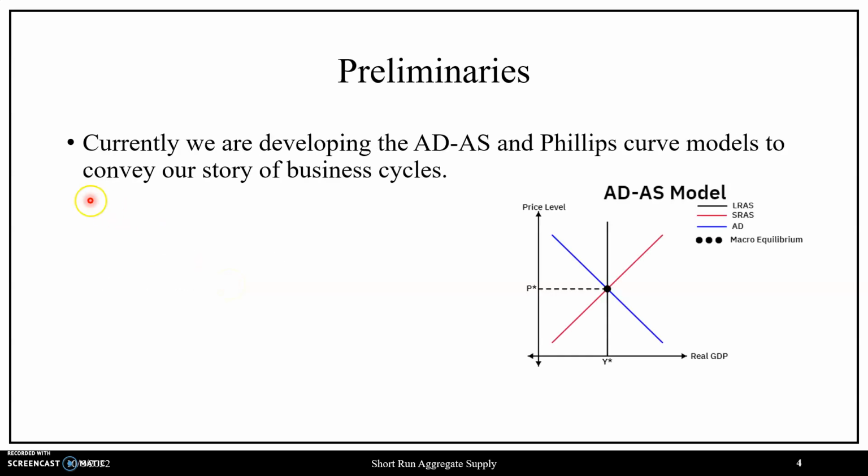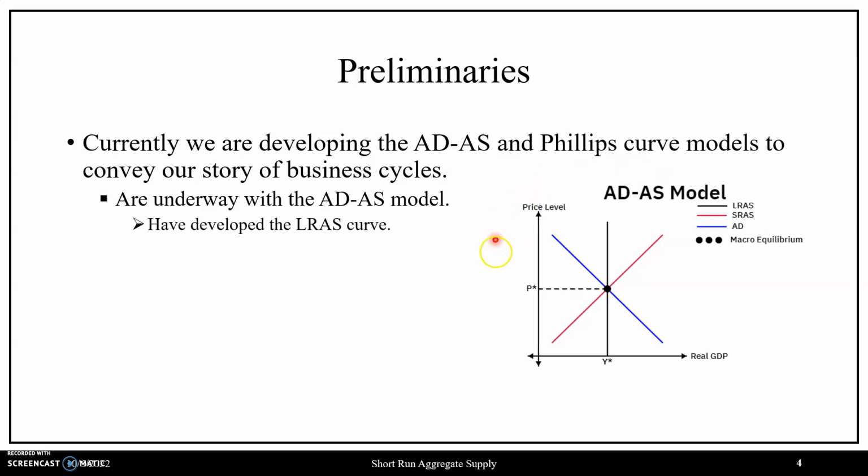With all this in mind, beginning with our preliminaries, currently we are developing the ADAS and Phillips curve models in order to convey our story of business cycles, where thus far we are underway in our development of the ADAS model, which we mentioned was a representation of the aggregate product market of an economy. In terms of its components, we have developed the long-run aggregate supply curve, which represents potential real GDP in an economy. Now we'd like to move on to our second component, which will be the short-run aggregate supply curve.